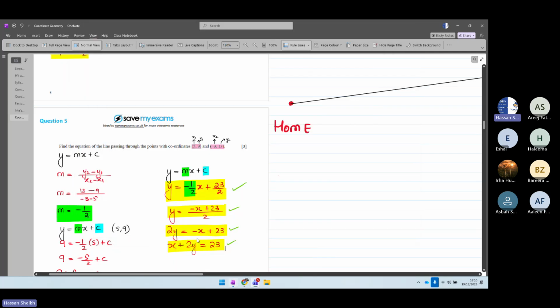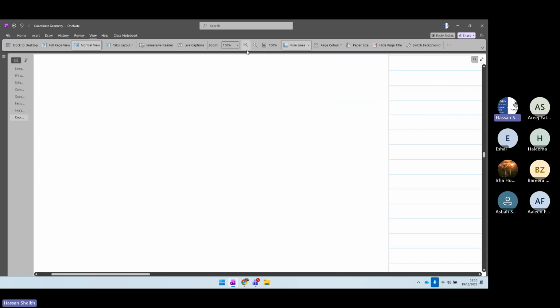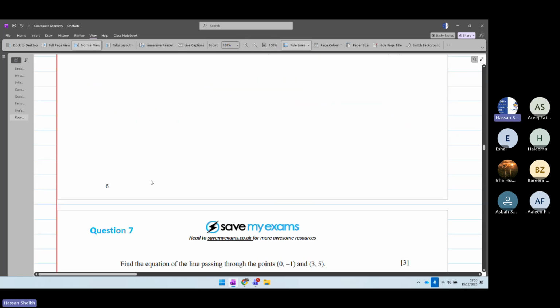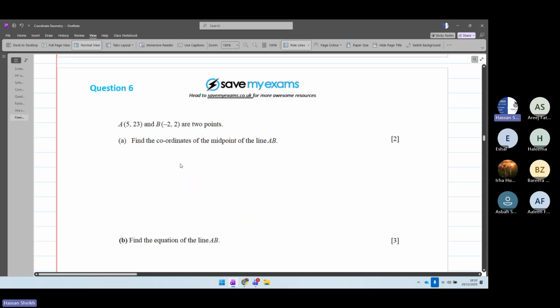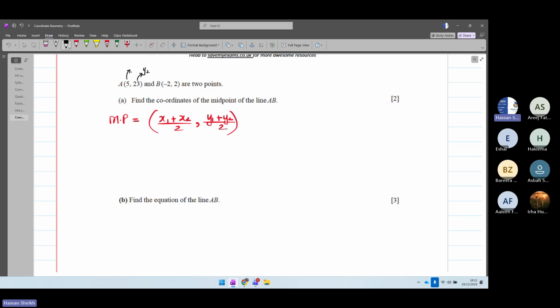Okay, now moving on to this one. Question number 6. In question number 6, the 2 points are given. Find the coordinates of the midpoint. What is the midpoint formula? x1 plus x2 divided by 2, comma, y1 plus y2 divided by 2. Very well done. Let's mark any of these, there is no compulsion. You can have any of these as x2, y2 and x1, y1.